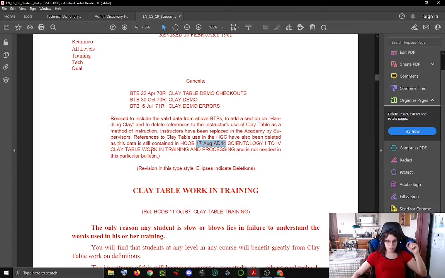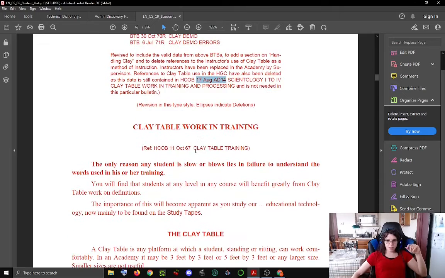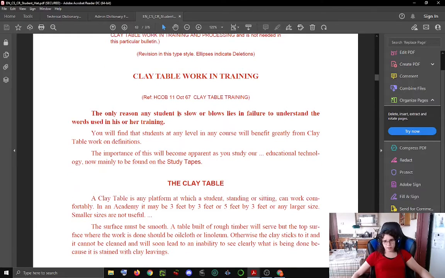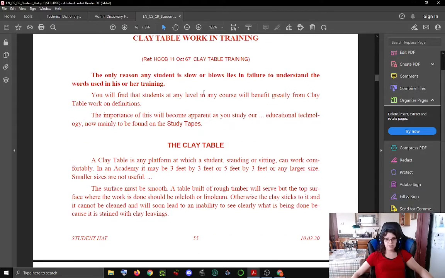Scientology's 1 to 4 clay table work in training and processing and is not needed in this particular bulletin. Clay table work in training. See the reference of the 11th of October 67 clay table training. The only reason any student is slow or blows lies in failure to understand the words used in his or her training.